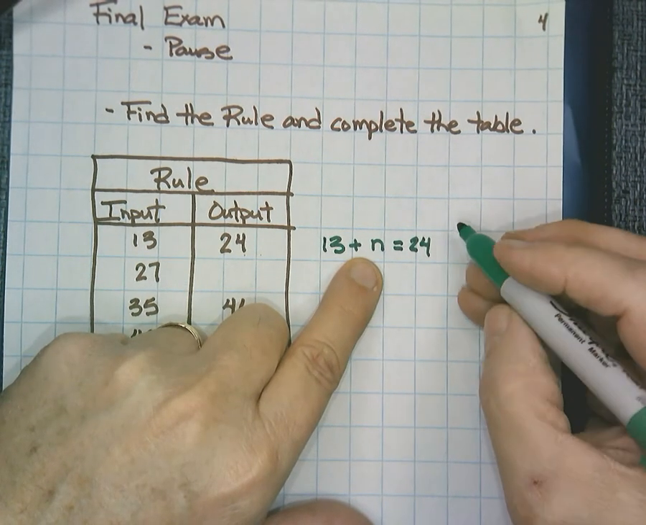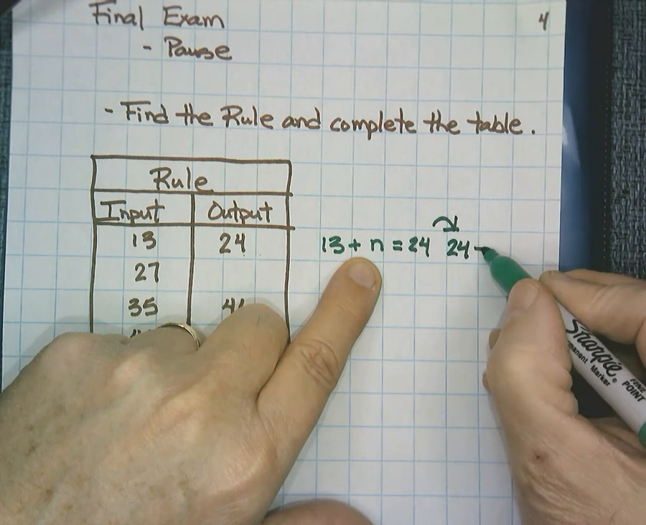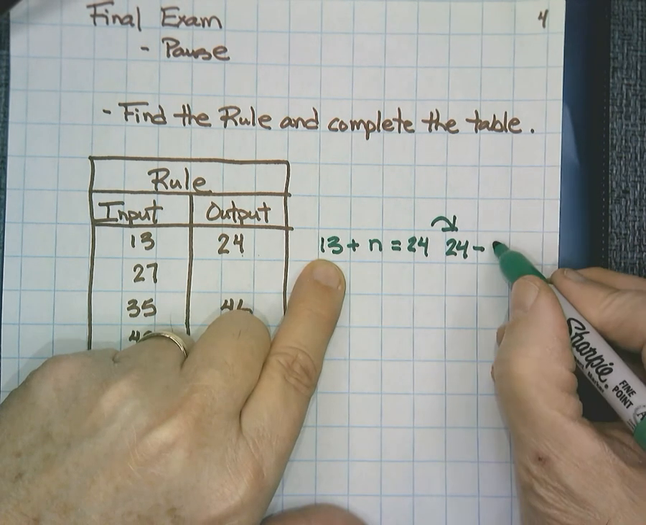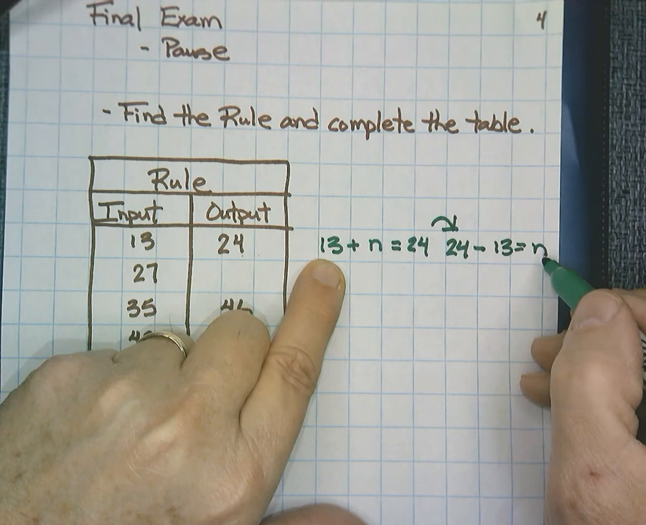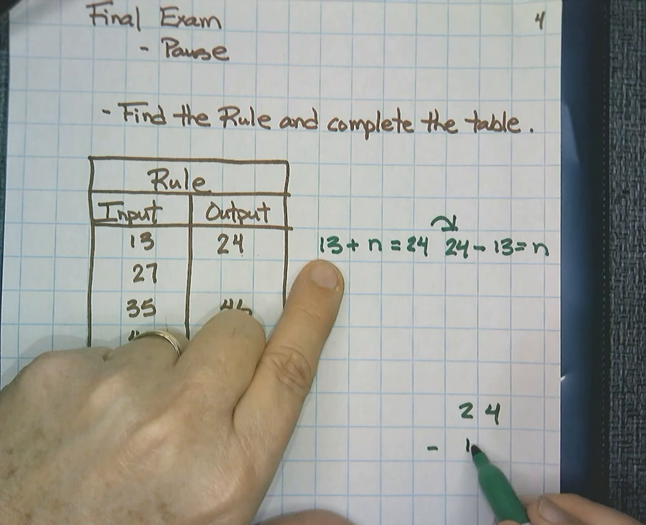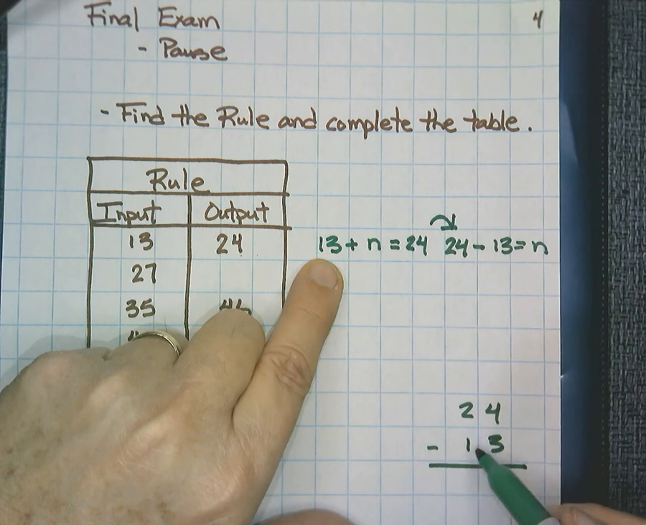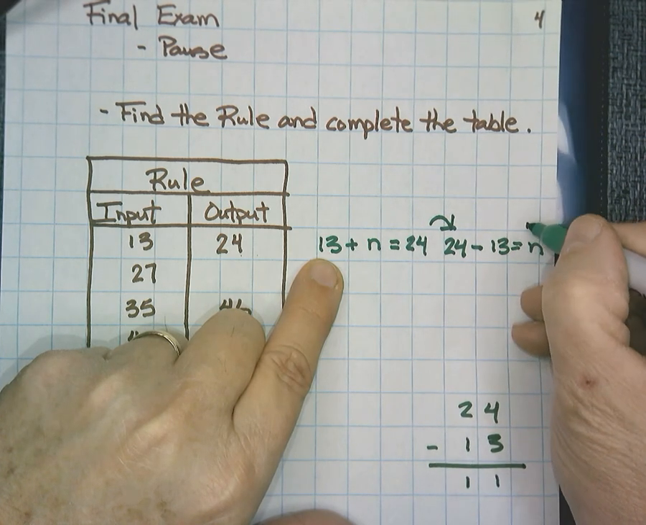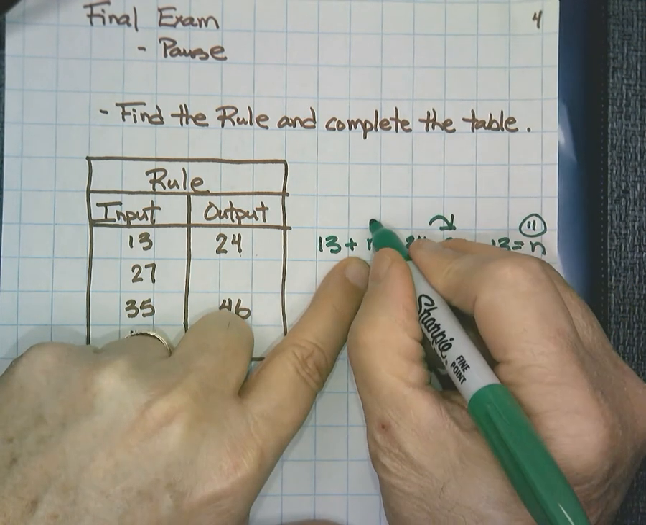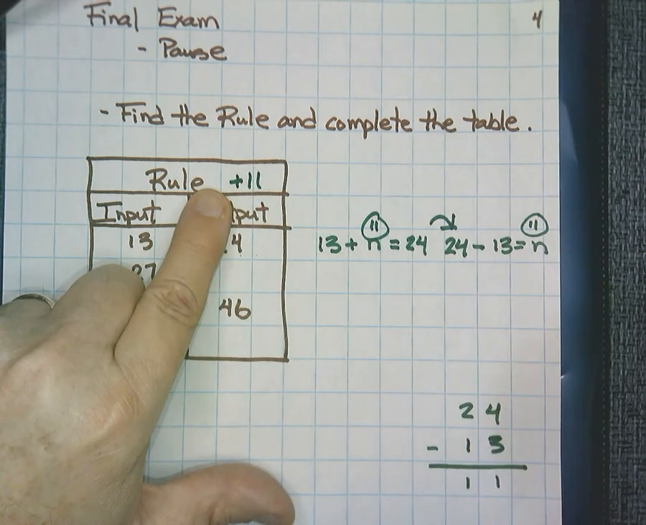This doesn't help me yet, but I can turn this into a subtraction fact. 24 minus, I don't want to do minus n, I want to do minus 13 equals n. Well, if I do that down here, 4 take away 3 is 1. 2 minus 1 is 1. So n is 11, which means that if n is 11, so is this. So my rule is going to be plus 11.